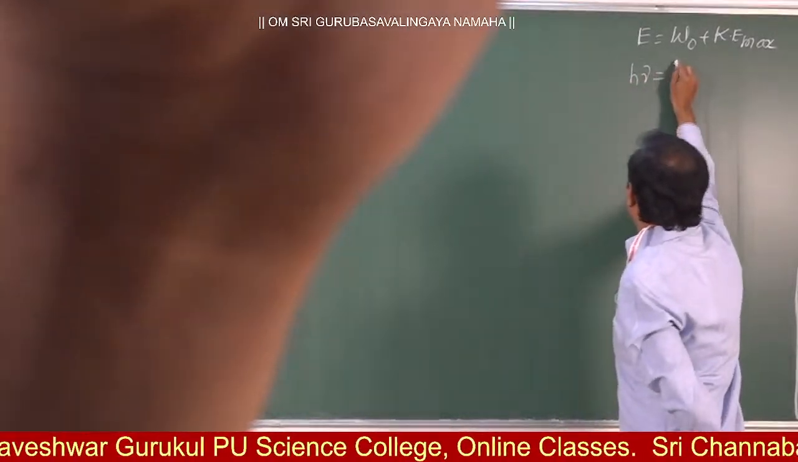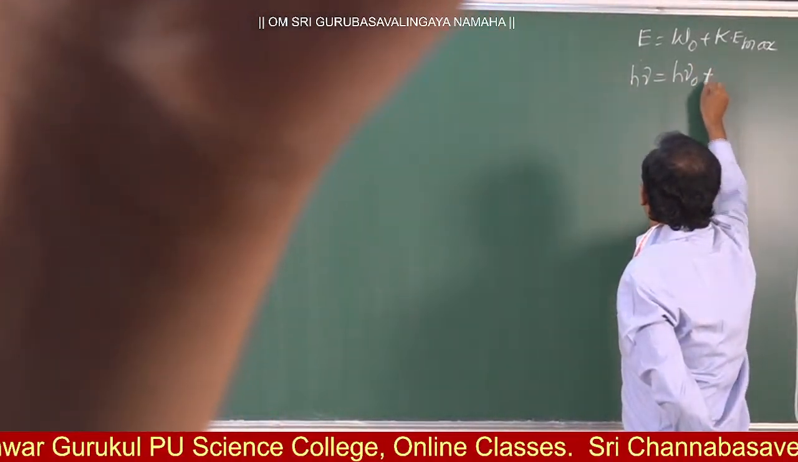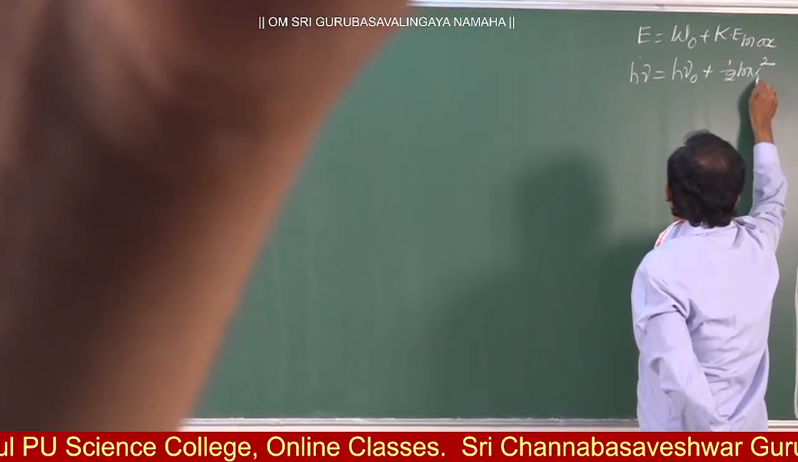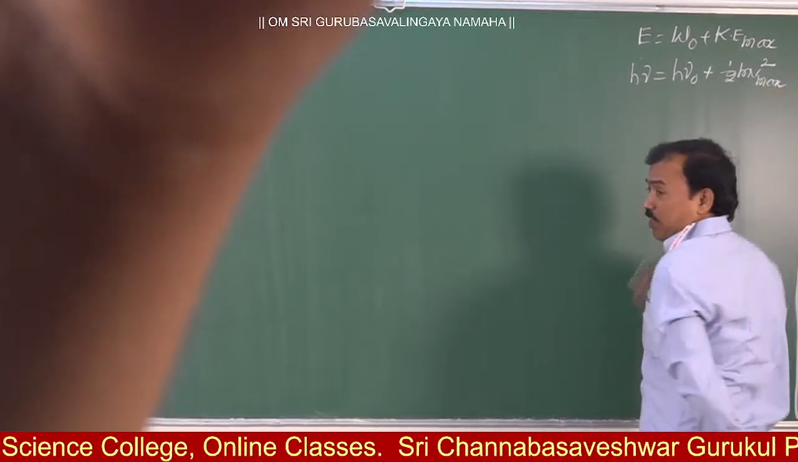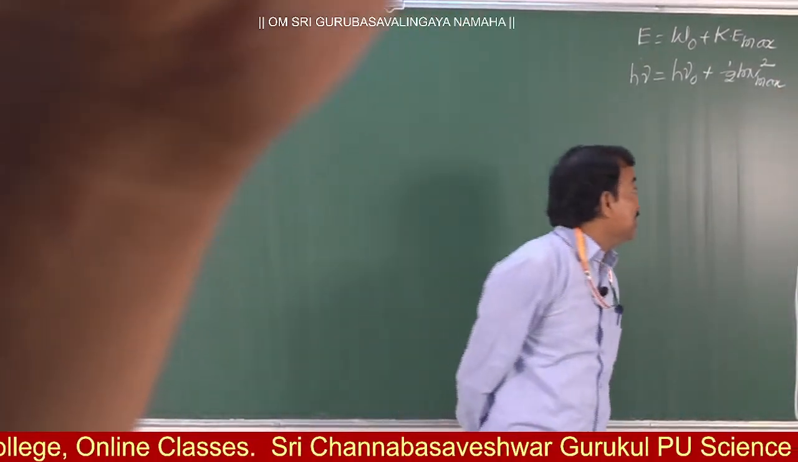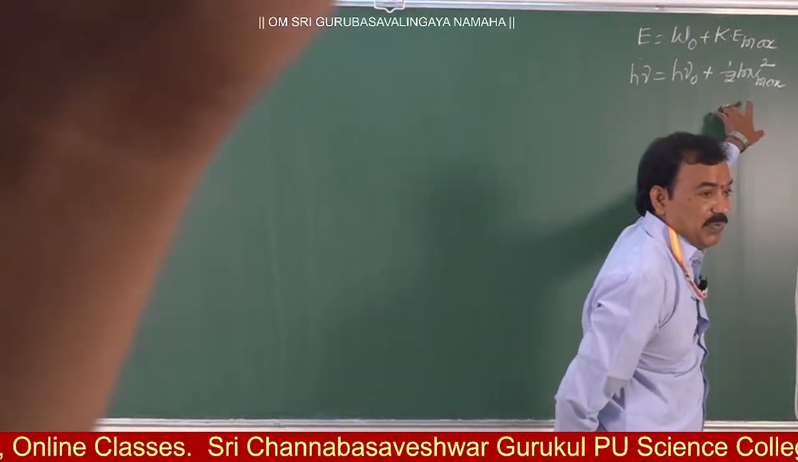Which is equal to here. So h nu naught plus Ke max is equal to half mv square, so half m v maximum square. Whenever the velocity is given, you have to use this equation.